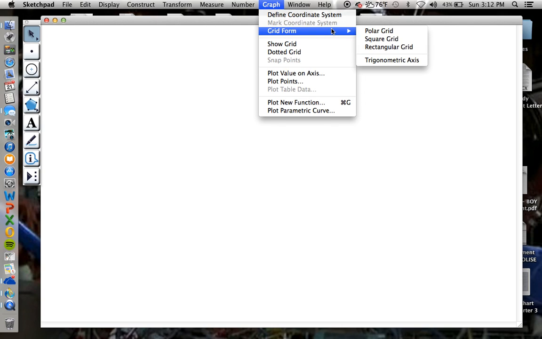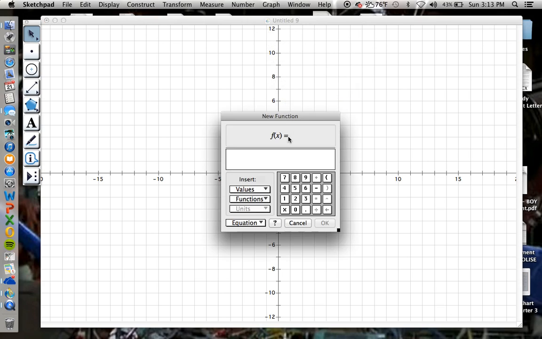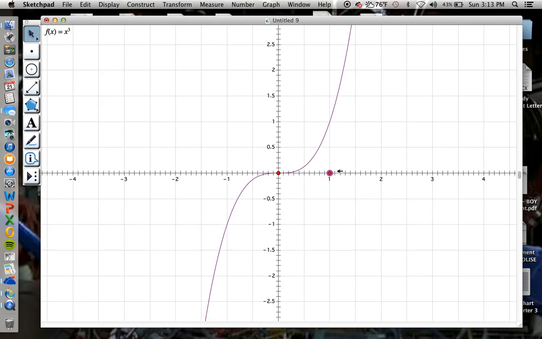Okay, the following is the second video on how to graph a derivative function. I'm going to create a square grid, x and y coordinates, and then I'm going to plot a function. I'm going to plot the function f of x is equal to x cubed, so a cubic function.